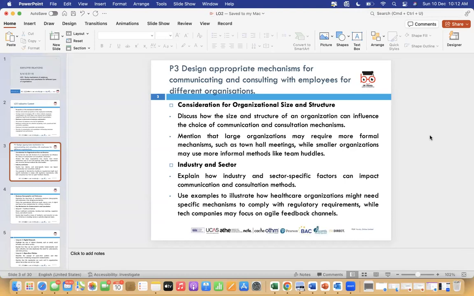Again, the size has a very important impact in terms of how communication takes place. As I mentioned, larger organizations might have a more formal mechanism. Like I mentioned, when I was working, we were very formal. It was just within my department. I just knew people there. It wasn't that you're getting to know different people.